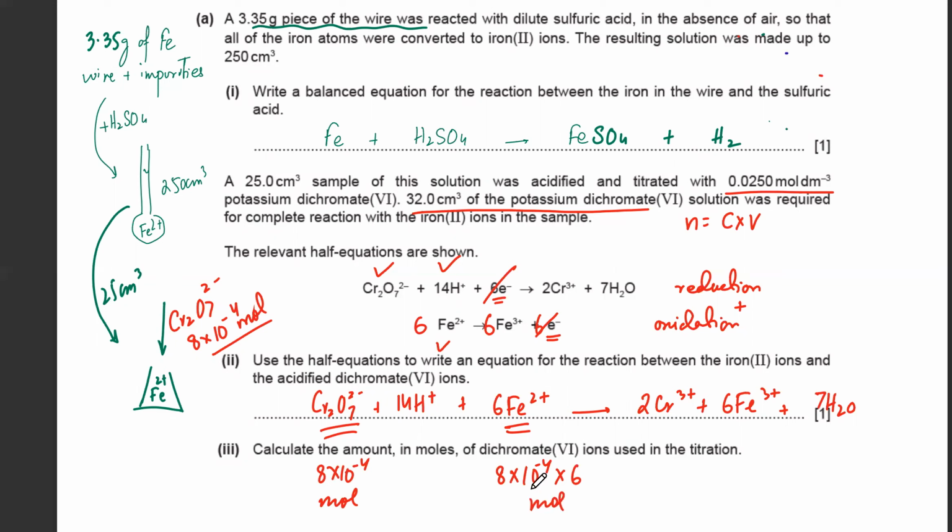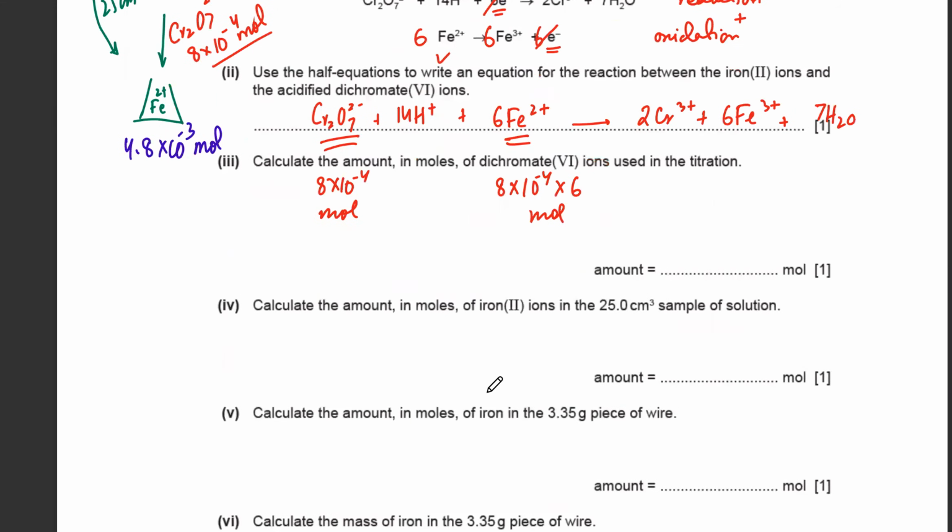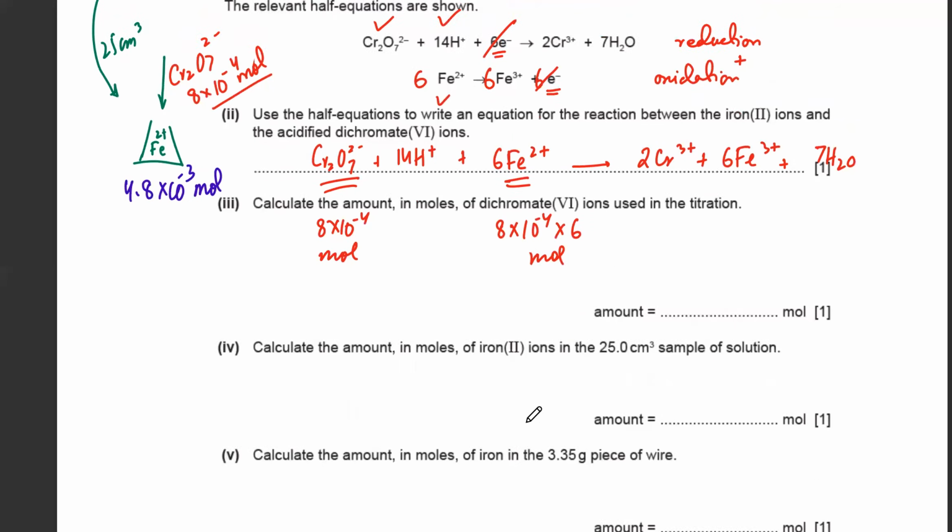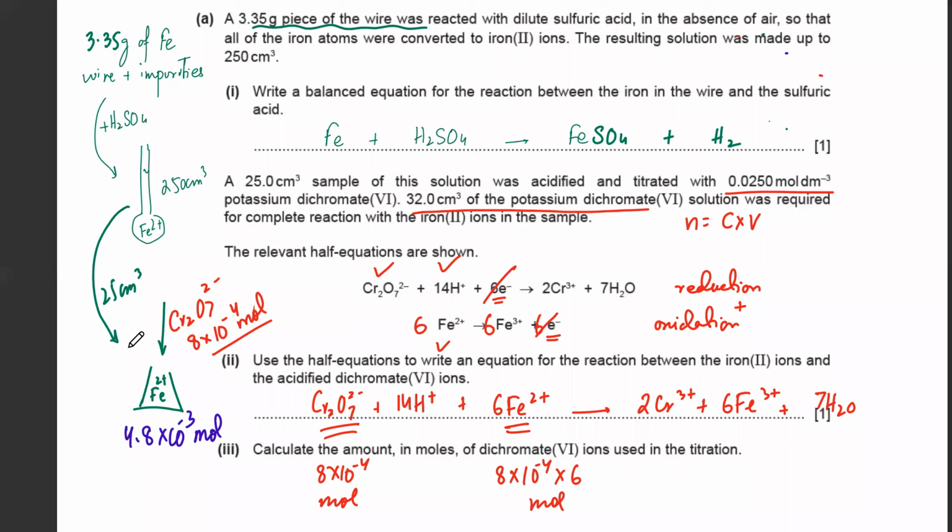Siddha, what's the answer to this? For Fe, right? 4.8 times 10 to the power of -3. So you get these many moles. And after you found the moles of Fe, he's going to ask you about the moles of iron in the 3.35 grams of the wire. So all those iron moles are over here, in the 25 cm³ solution that you did the titration with.